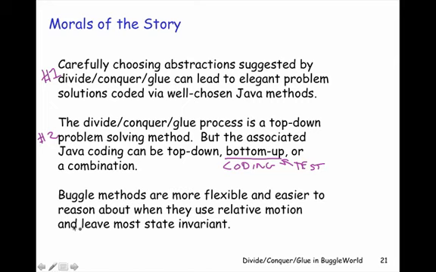And the last thing I would like to emphasize is that Buggle methods are more flexible when they are invariant. They leave the state of the Buggle invariant in as many state properties as possible, our state properties being position, heading, color, and brush state. So as a general rule, we would like to make these properties invariant across most methods, and that is going to aid the glue process when we glue our Buggle methods together. And that concludes our mini lecture on divide, conquer, and glue.